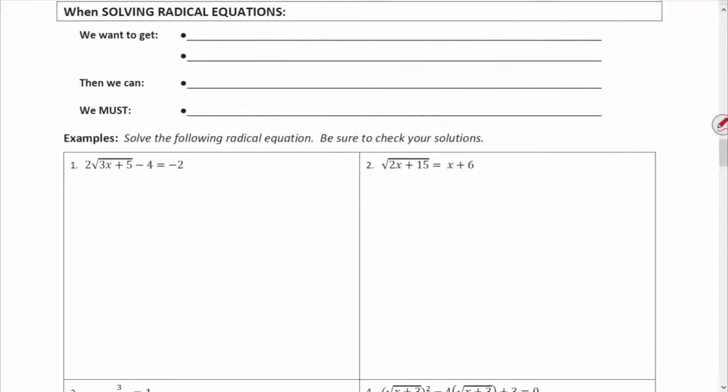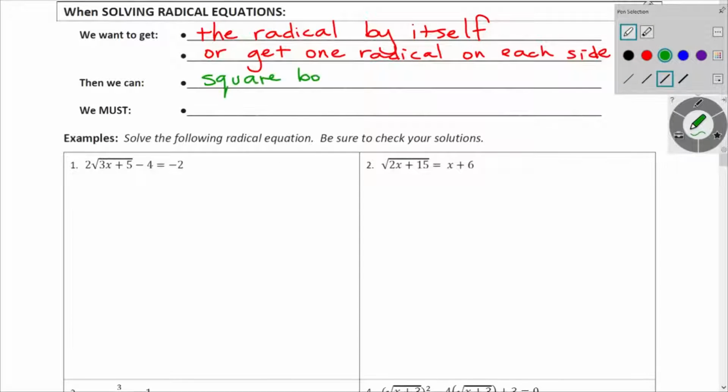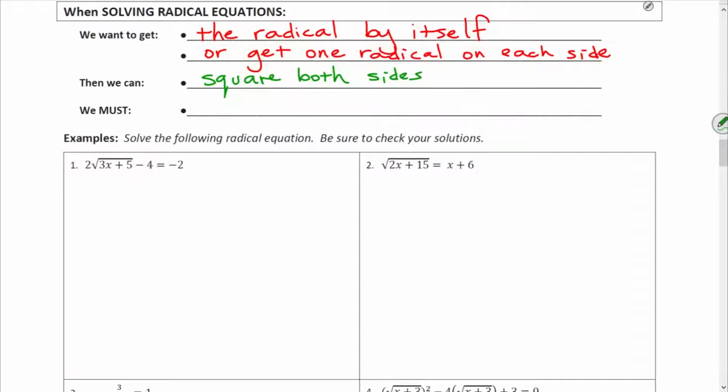So again, to write down very clearly what the process is, we will first get the radical by itself, or in some cases, if there are 2 radicals, then we'll get 1 radical on each side. We'll then square both sides, and we'll always check the solutions. So let's do numbers 1 and 2 here and follow these steps.